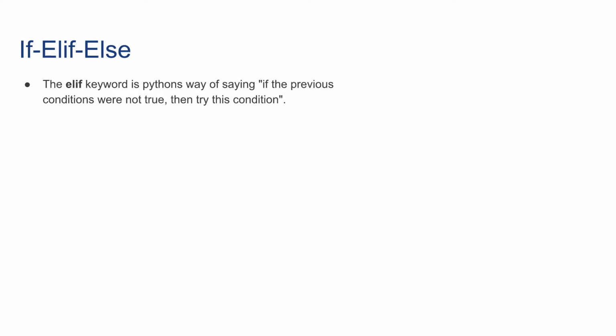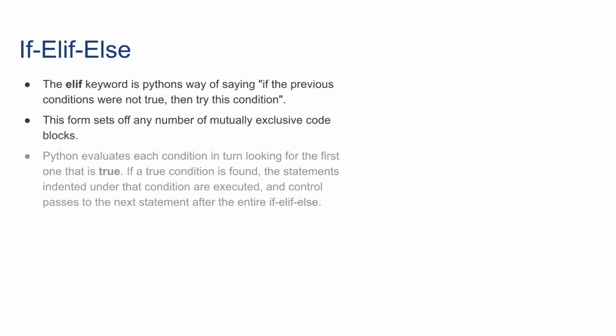And now let's talk about the if-elif-else structure. The elif keyword is Python's way of saying if the previous conditions were not true, then try this condition. This forms sets of any number of mutually exclusive code blocks, and Python evaluates each condition in turn, looking for the first one that is true.